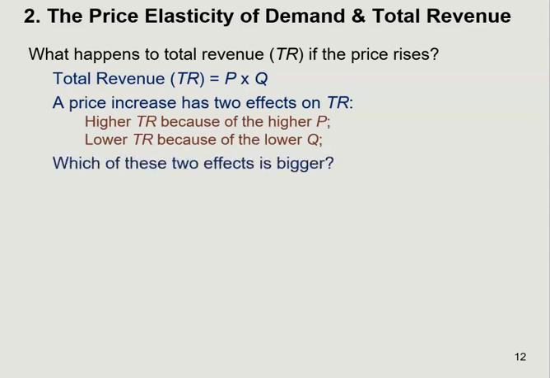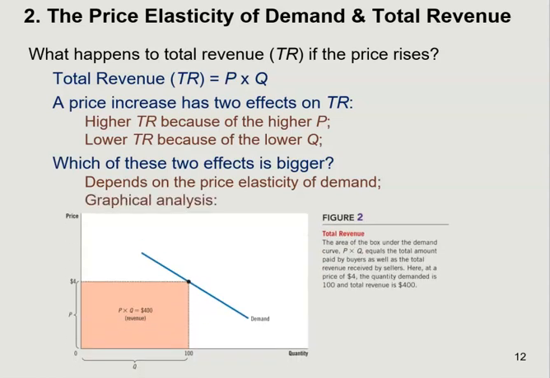So here you would find that there are two effects, and they are offsetting each other, right? So we would like to know which of the two effects is bigger. Now, of course, this is going to depend upon the price elasticity of demand. In other words, it depends upon the shape of the demand curve, okay? So here we're going to do the graphical analysis to demonstrate this point, okay?